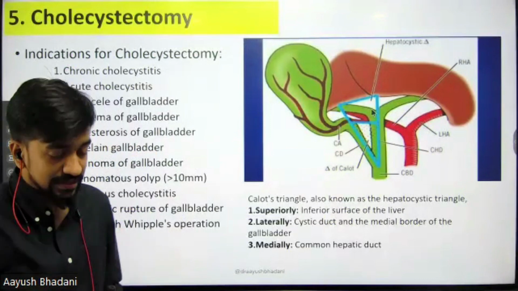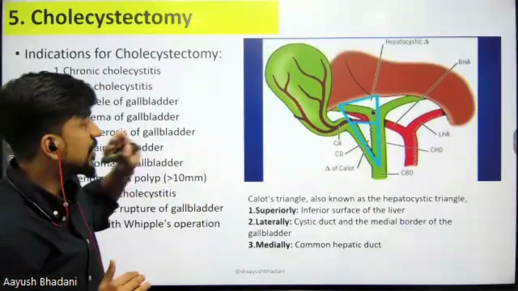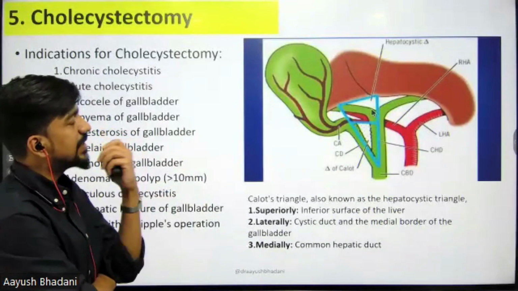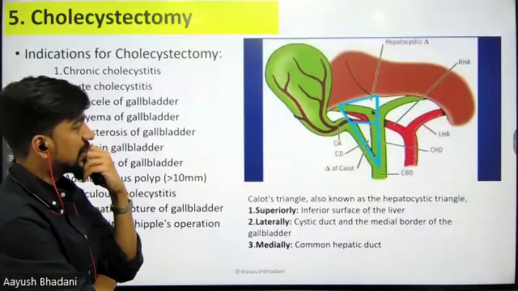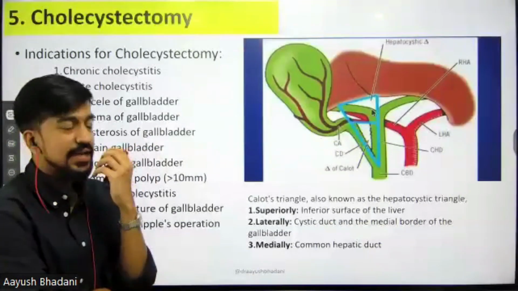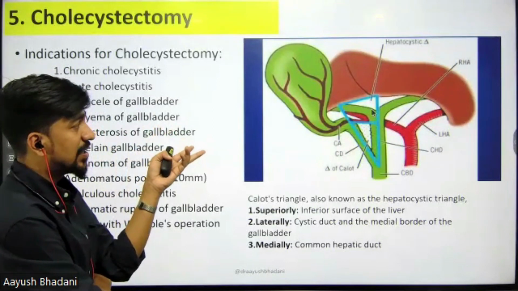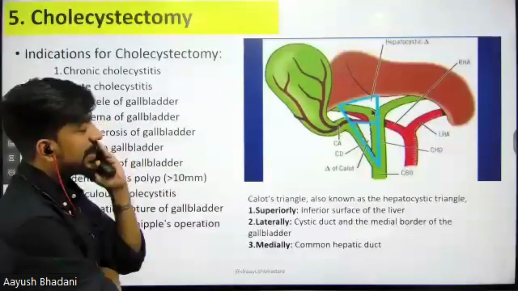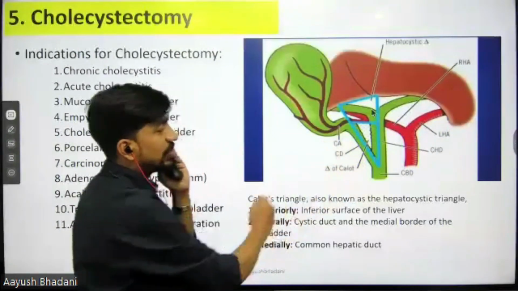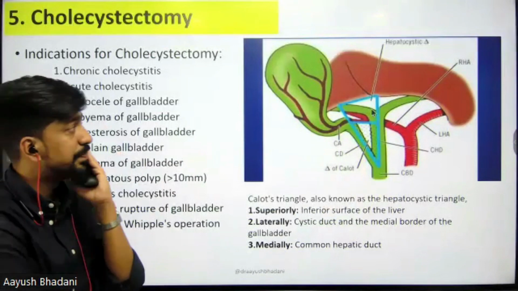So as I said, we know nothing but cutting, suturing it back. So we have a pathology in the gallbladder. Before we take out the gallbladder, we need to cut two important structures. Number one is the cystic duct. Why? Because if we don't cut and ligate the cystic duct, whatever bile is coming from the common hepatic duct will keep leaking out from the cystic duct. And you don't want bile in the abdomen.